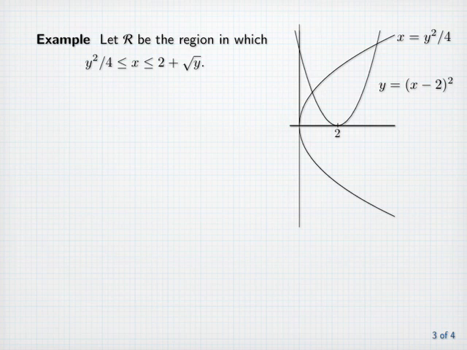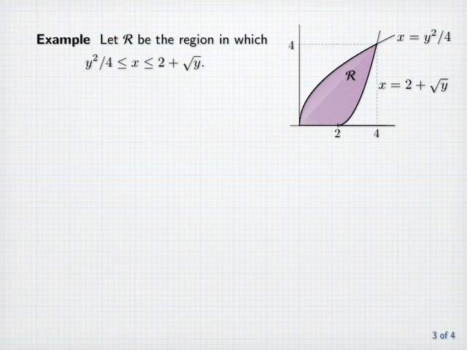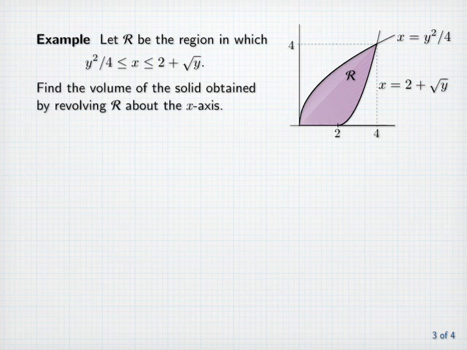But x equals 2 plus square root of y requires x to be greater than or equal to 2, so we have only the right half of that parabola. Now also notice that the square root of y appearing on the right side of the inequality implies that y must be greater than or equal to 0, so our region R is the one shaded here. Also, it's easy to see that the two curves here intersect at (4, 4). Let's find the volume of the solid obtained by revolving R about the x-axis.